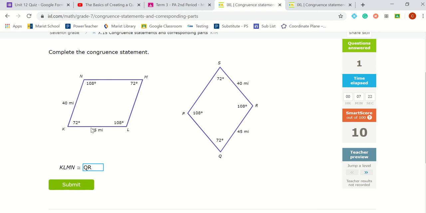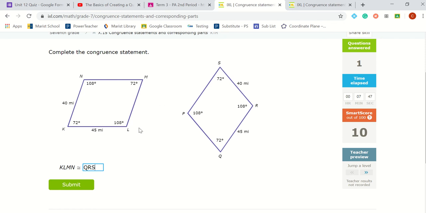You also have to take a look at what side you went down to get there. So Q and R. And then next, M. How do we get from L to M? Well, from L, that's 108 degrees, to M, 72 degrees. Same thing for R. R, we have to go down this 40-mile side to get to S.